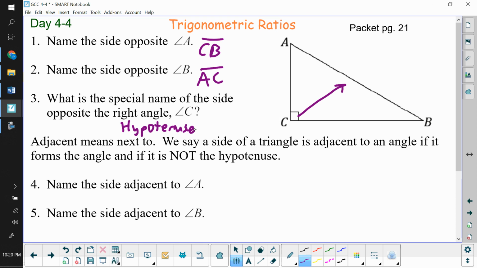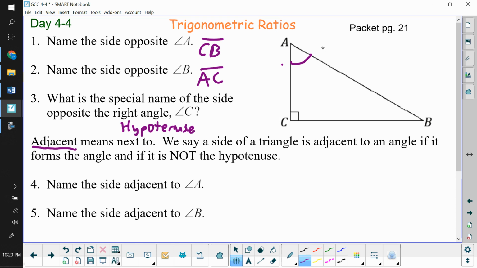So across from the right angle is always the hypotenuse. A vocab word that might be new to you that we'll use a lot today and going forward is the word adjacent. Adjacent just means next to. When we say adjacent, we mean next to, but not the hypotenuse, because we automatically call that one side the hypotenuse. So if we want the side that is adjacent to angle A, well, here's angle A.